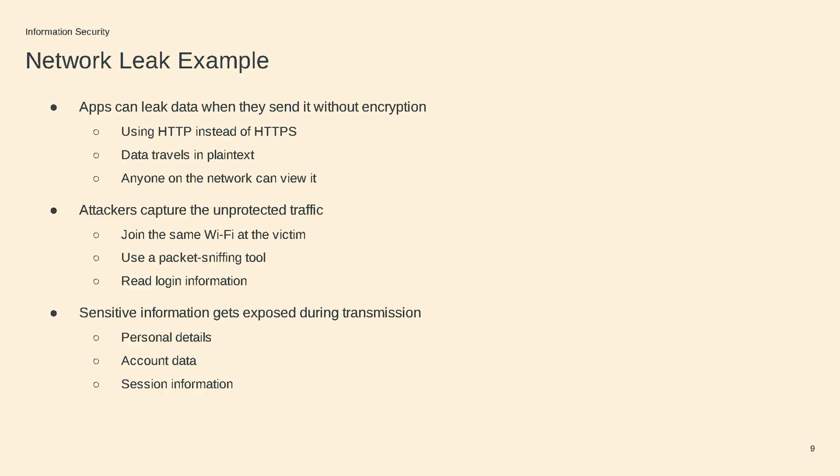In this kind of attack, the attacker just needs to join the same Wi-Fi network as the victim. Then they would use a packet sniffing tool again to capture the app's traffic. If the data isn't protected, the attacker can read things like login info or tokens. So while the data is moving, personal details, account data, and personal information can all be exposed. That's how a network leak happens.